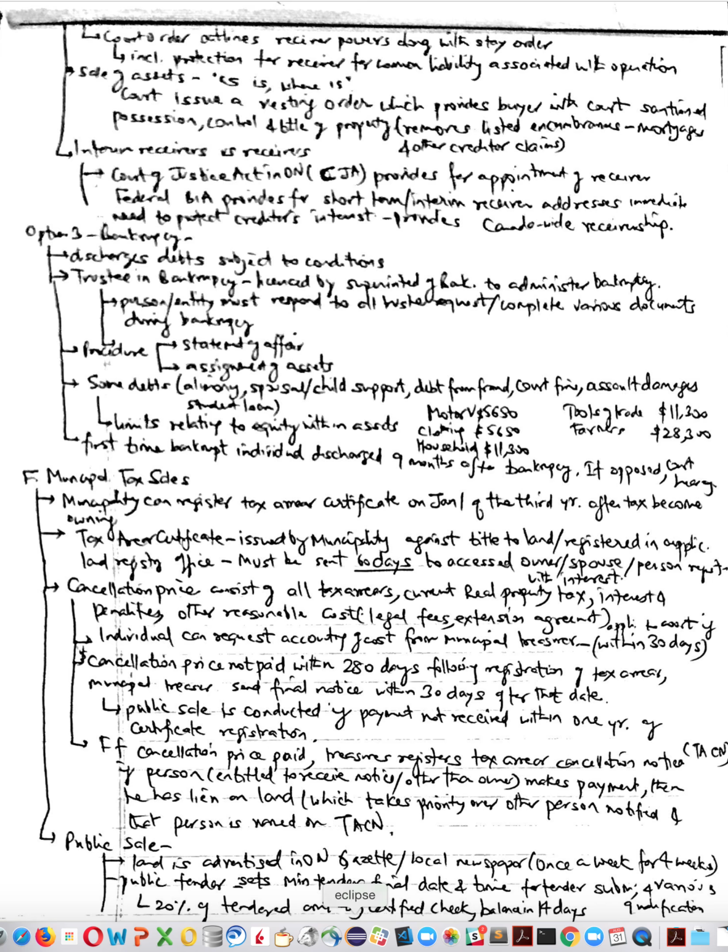Public tender. In the advertisement, a public tender sets out the minimum tender, the cancellation price as of the first day of advertising, the final date and time, 3 p.m., for submission, and the various qualifications regarding the land. The municipality has no obligation to provide vacant possession.